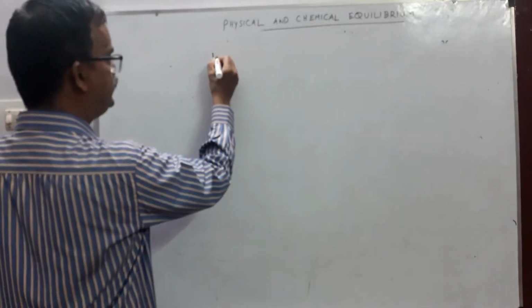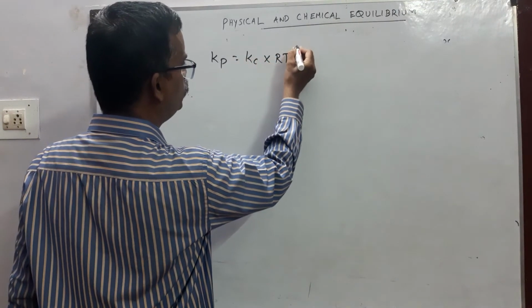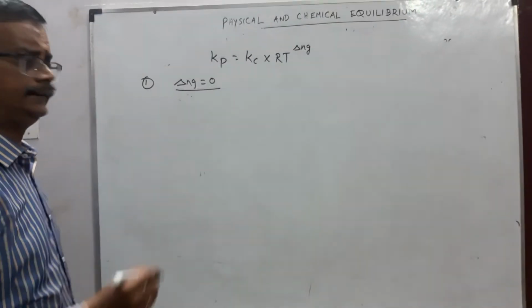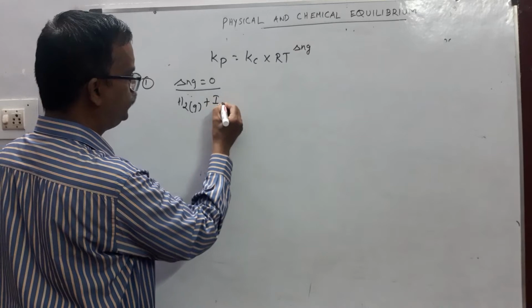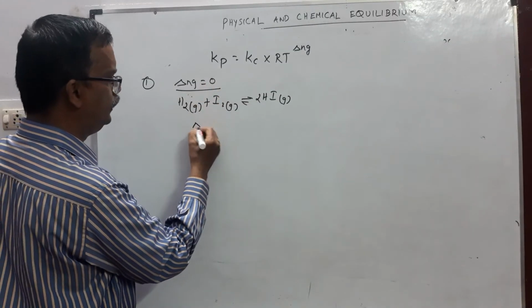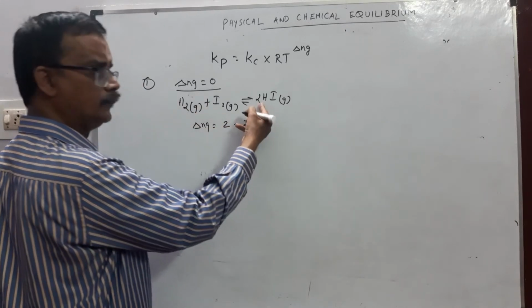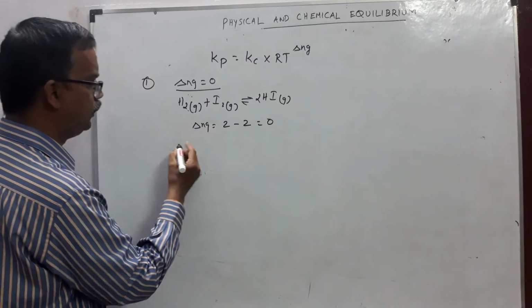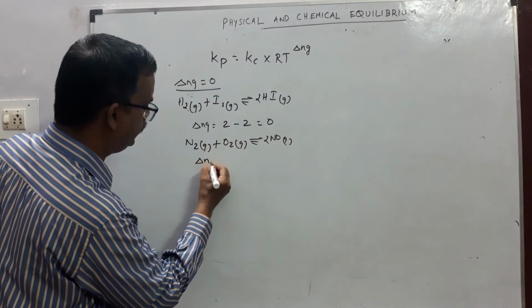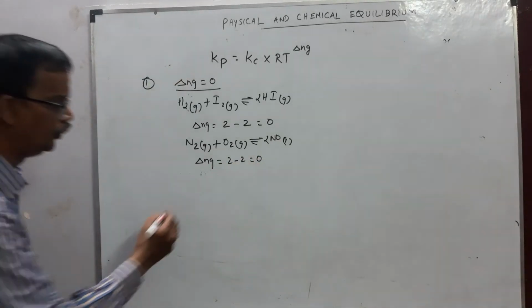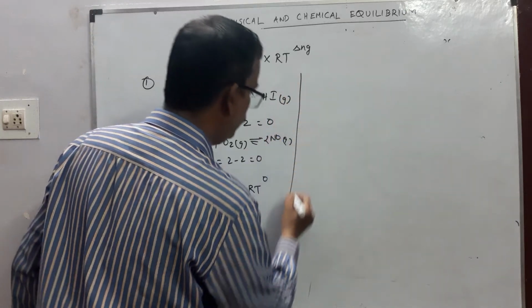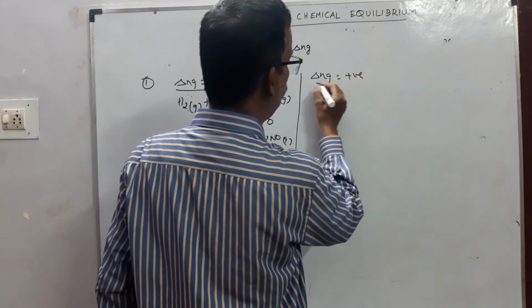So the Kp relation is Kp equal to Kc into RT to the power of delta Ng. First case, when delta Ng is equal to 0. Example, H2 gas plus I2 gas gives 2HI. For this reversible reaction, delta Ng is 0: 2 minus 1 plus 1, that is 2 minus 2. Total number of moles of gaseous product equals reactant, 2. Similarly, N2 gas plus O2 gas gives 2NO. In this reaction also, delta Ng is 2 minus 2, 0. When delta Ng is 0, Kp equal to Kc into RT to the power of 0, or Kp equal to Kc.